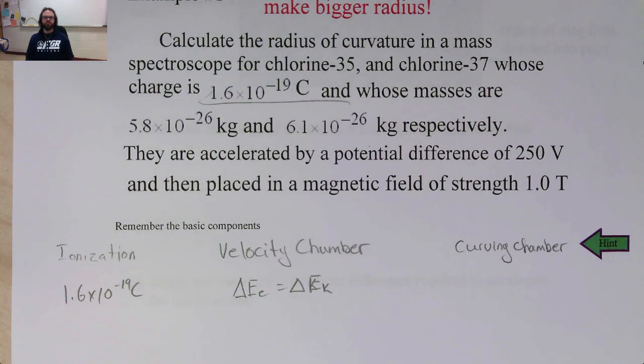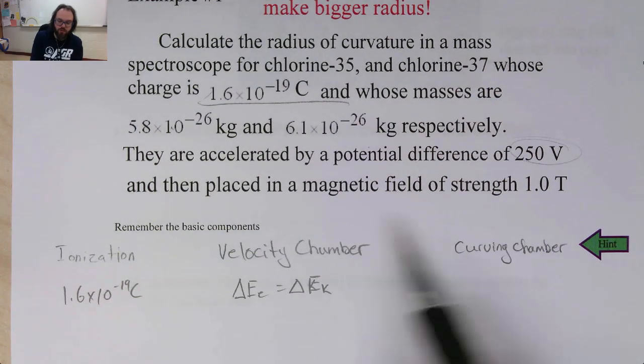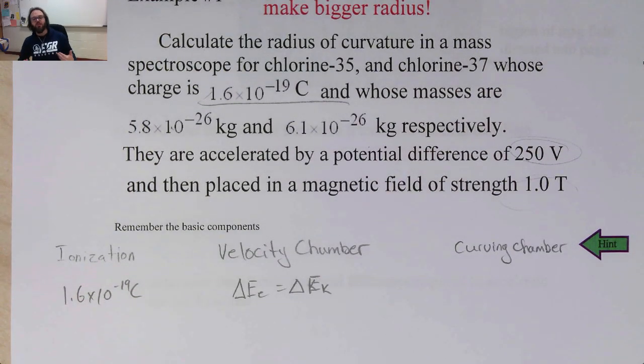Okay? And we have two different particles here. We have chlorine 35 and chlorine 37. So I'm going to look at chlorine 35 first, which is this one right here. Now they're accelerated through a potential difference of this. That's what's accelerating them. Then they're placed through a magnetic field, and based on that, we can figure out what their radius is.